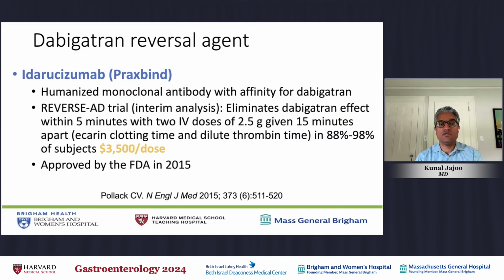There are now reversal agents available for these medications. There is a monoclonal antibody with specific affinity for dabigatran. It has been shown to eliminate the dabigatran effect within 5 minutes after 2 IV doses, but it is exceedingly expensive. This was approved in 2015.